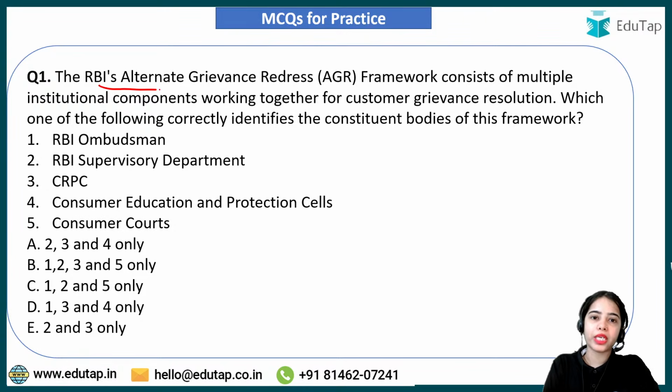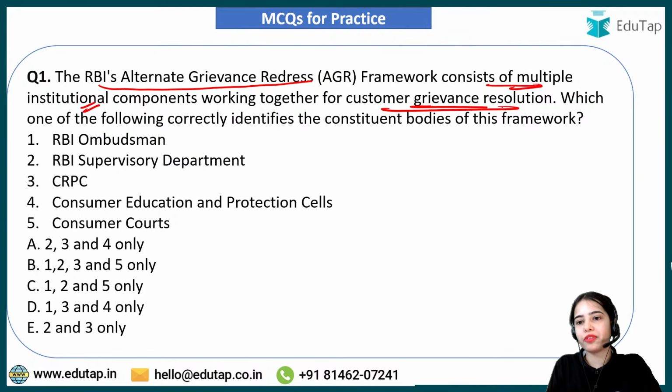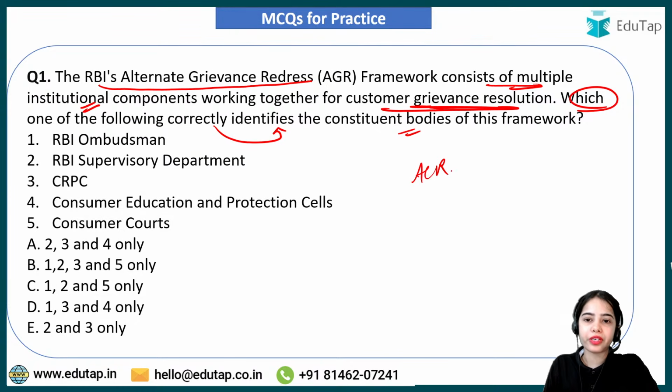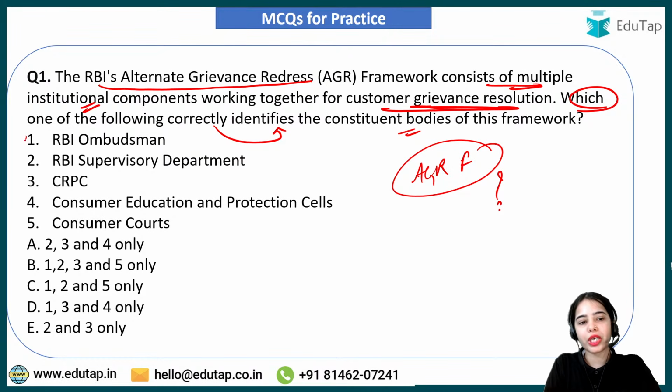Now, RBI's alternative grievance redressal framework consists of multiple institutional components working together for customer grievance resolution. Which one of the following correctly identifies the constituent bodies of this framework? In the alternative grievance redressal framework, we discussed which are the bodies under it for RBI. So try to answer this.